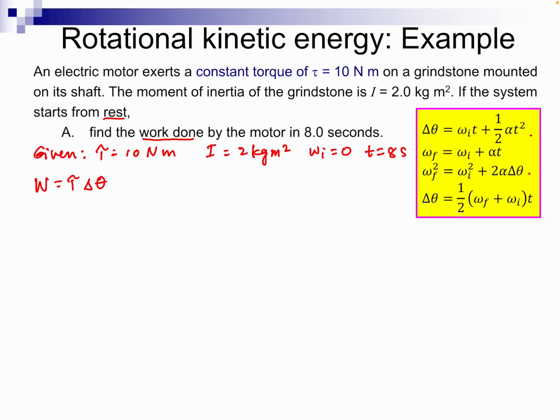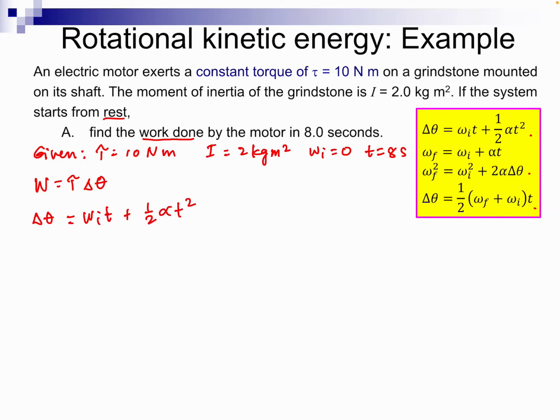These 3 equations contain delta theta, but we don't know the final angular velocity. As the grindstone rotates from rest, it will reach a final angular velocity omega f, but the problem doesn't say anything about this final angular velocity. So the last 2 equations are not useful for us, and we use the first equation to find the angular displacement: omega i t plus 1/2 alpha t squared.